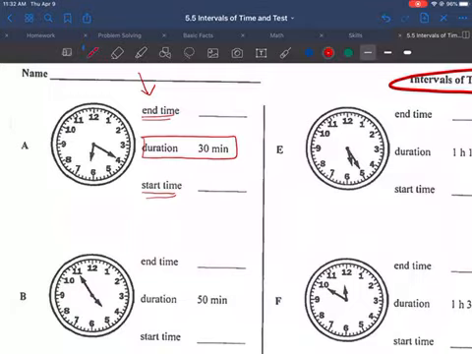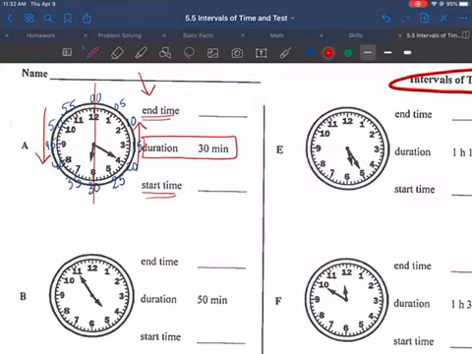So remember, the first thing I do is cut the clock in half. And we say right goes up, left goes down. Now we're going to continue with the minutes, counting by fives: 30, 35, and then 40, 45, 50, 55, and then we get to a clock.